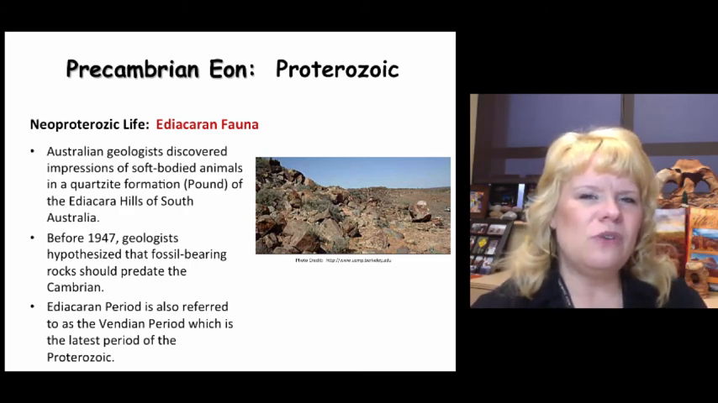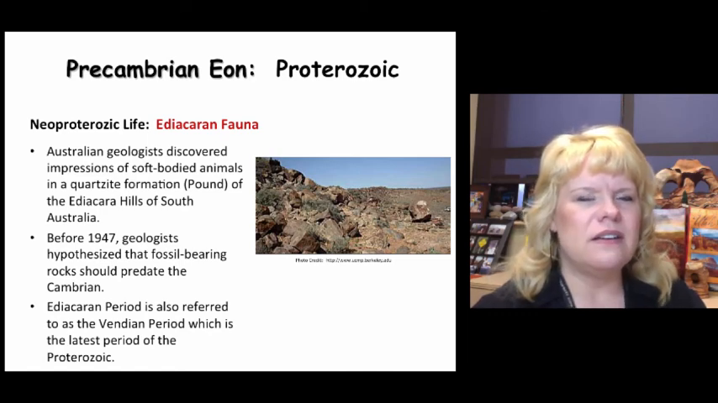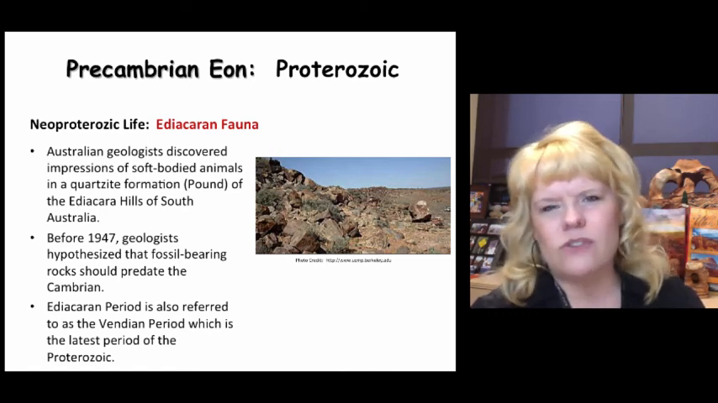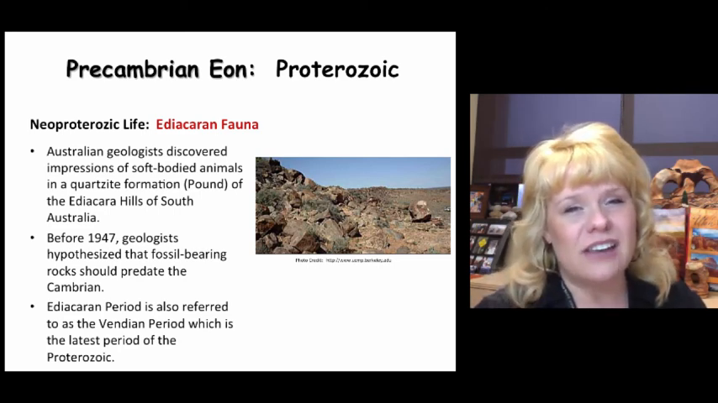So, a little crazy thing about these fossils, they are found in a quartzite. So, think about the parent rock of quartzite and that sandstone, and I'm not going to make light of this, it's actually kind of serious.